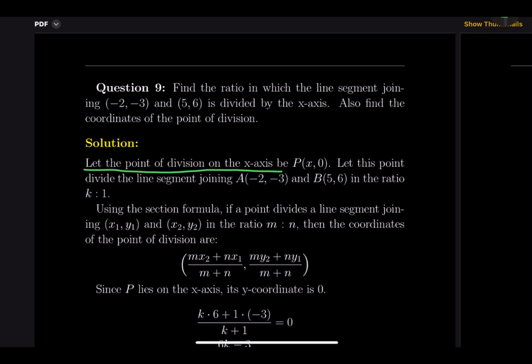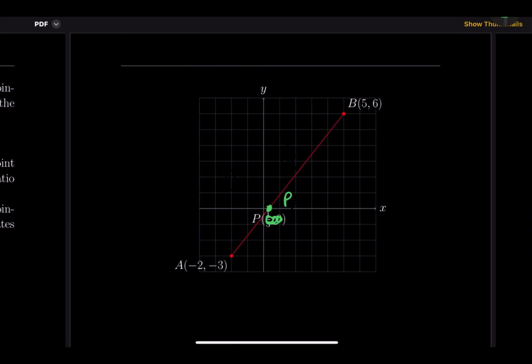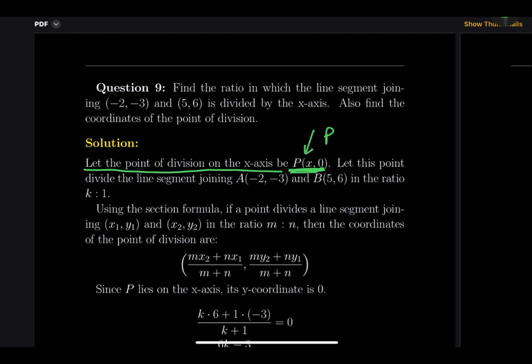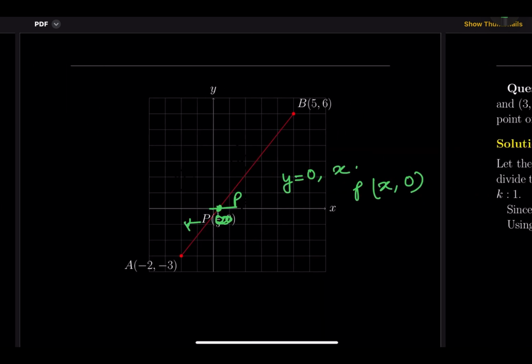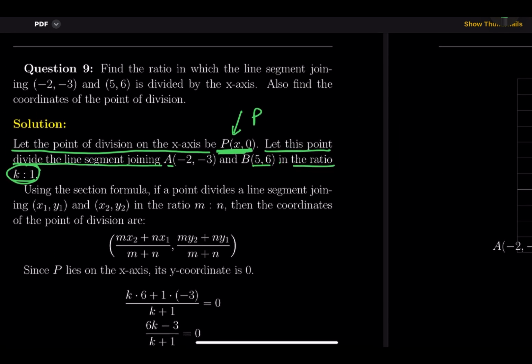This point on the x-axis I'm just giving the name P. And what will be the coordinates of P? Since y is 0 and x is unknown, P is (x, 0). And let this point divide the line segment joining A (-2, -3) and B (5, 6) in the ratio k is to 1. Let me say this length is k and this is 1. Now k is to 1 is the ratio.